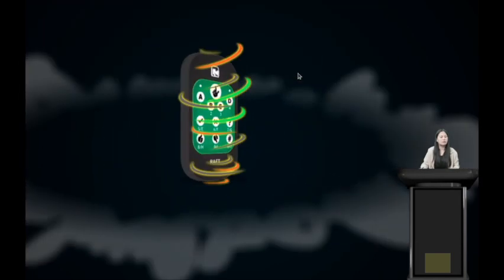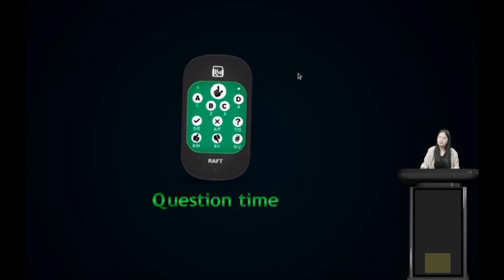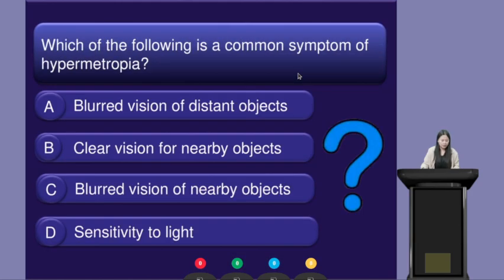Alright students, we have another question. Please get your rough devices ready. The question is, which of the following is a common symptom of hypermetropia? Option A, blurred vision of distant objects. Option B, clear vision for nearby objects. Option C, blurred vision for nearby objects. Option D, sensitivity to light. So we have four options. I'm giving you 25 seconds to respond to this question. Your time starts now.